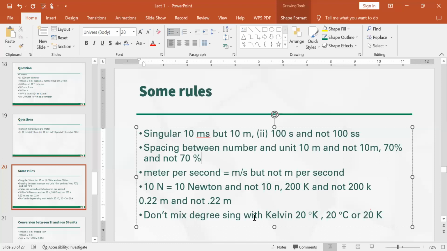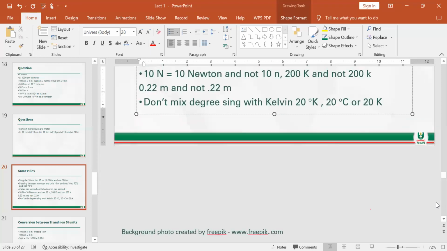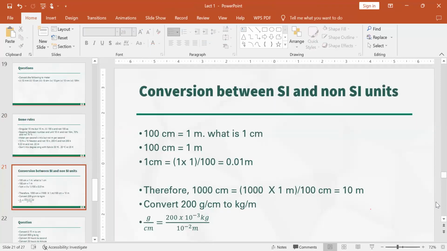So don't mix the degree sign with Kelvin. You cannot write 20 degree Kelvin. You can only write 20 degree Celsius or 20 Kelvin. So you don't mix the two together. That's some simple rules.